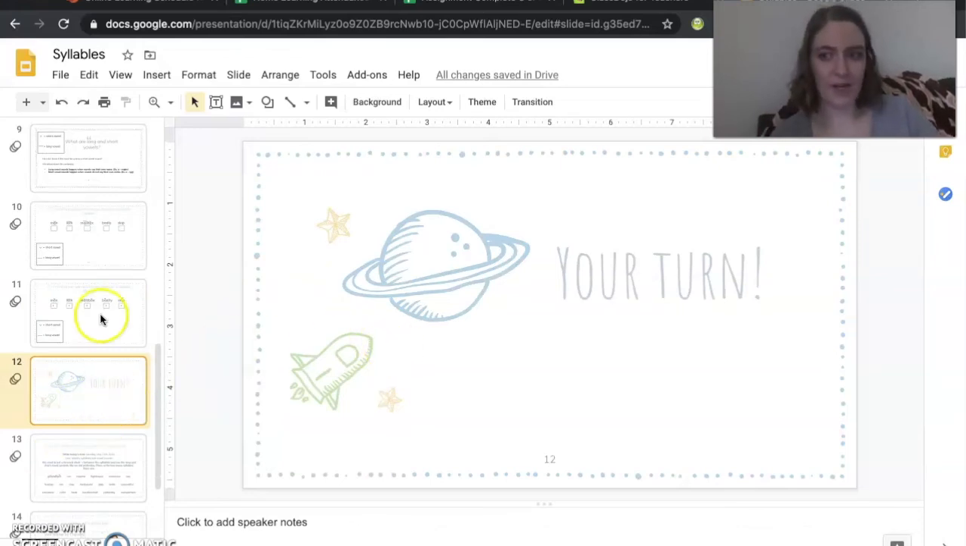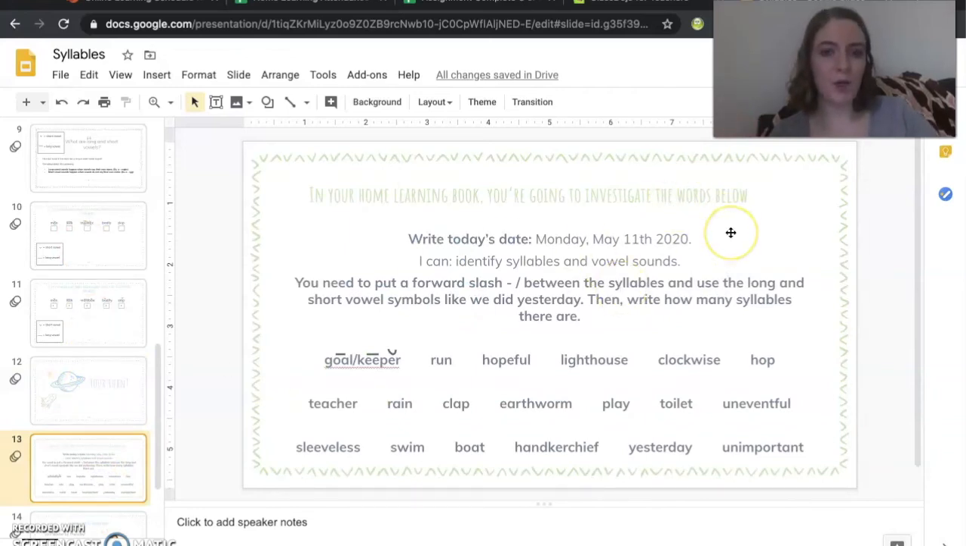You're going to investigate words just like I just did, but you're going to do it by yourself. So you're going to find out how many vowel sounds there are. You're going to draw the symbol to show if there are long or short vowel sounds, and then you're going to find out how many syllables there are. So in your home learning book, you're going to write today's date, Monday, May 11th, 2020. You're going to write, I can identify syllables and vowel sounds. And then you are going to try this.